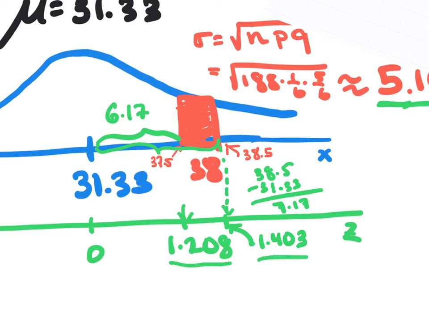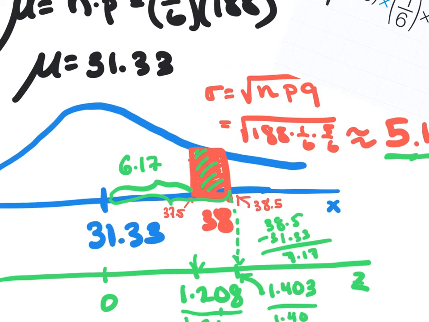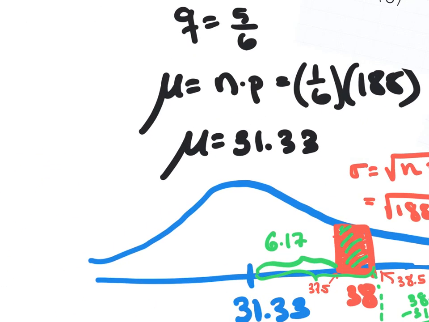Okay, so now I'm going to use my tables to find out the distance to the left of here and the distance to the left of here, and I'll subtract them, and that will give me the area that I want, which is the area between 37.5 and 38.5. I know the table only has 2 decimal values of accuracy, so I'll probably be looking at 1.21 for this one, and 1.40 for this one, and figuring out what the corresponding areas are. That would give me the area to the left of here, and then the area to the left of here, and then I'll subtract them. So subtract the 2 areas, and that'll give me the area in this little rectangle.